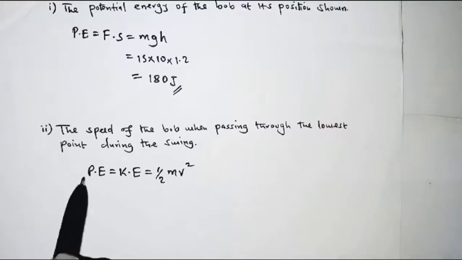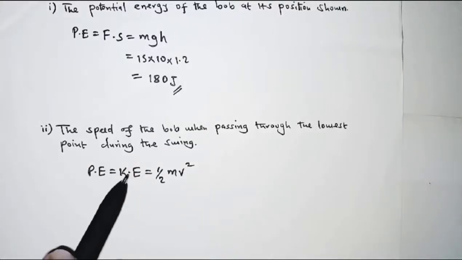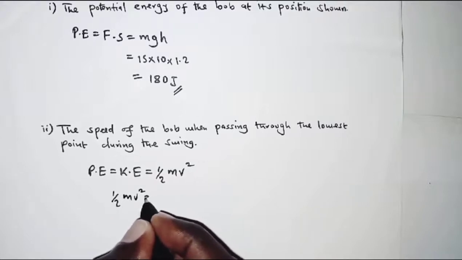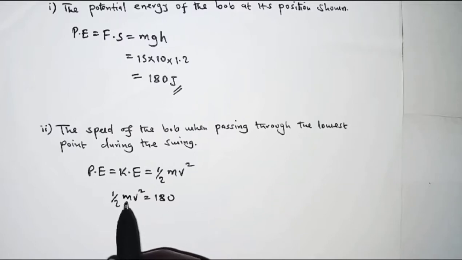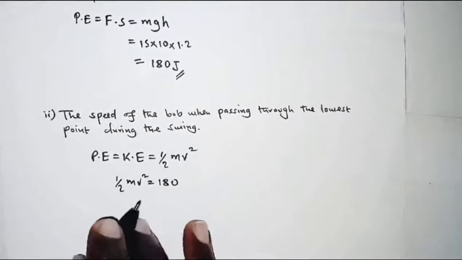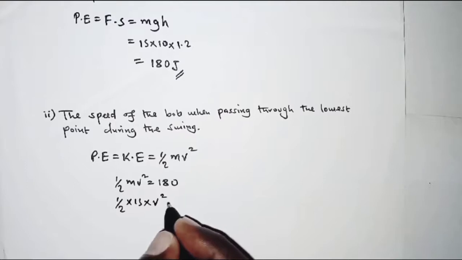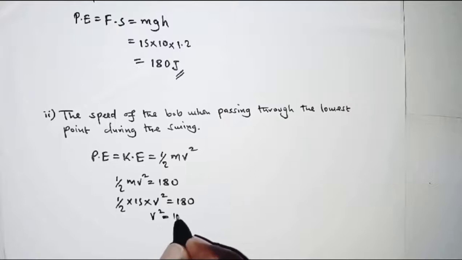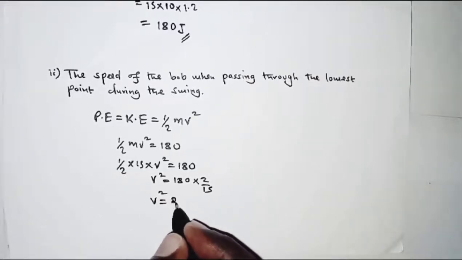So already we know that the potential energy in this part is 180 joules, and that is equivalent to the kinetic energy. So we have a half mv squared is equal to 180. We know that the mass of the bulb is 15 kilograms, so we do the substitution. We have a half times 15 times v squared is equal to 180. So that means v squared is equal to 180 times 2 over 15, and that therefore means v squared is 24.